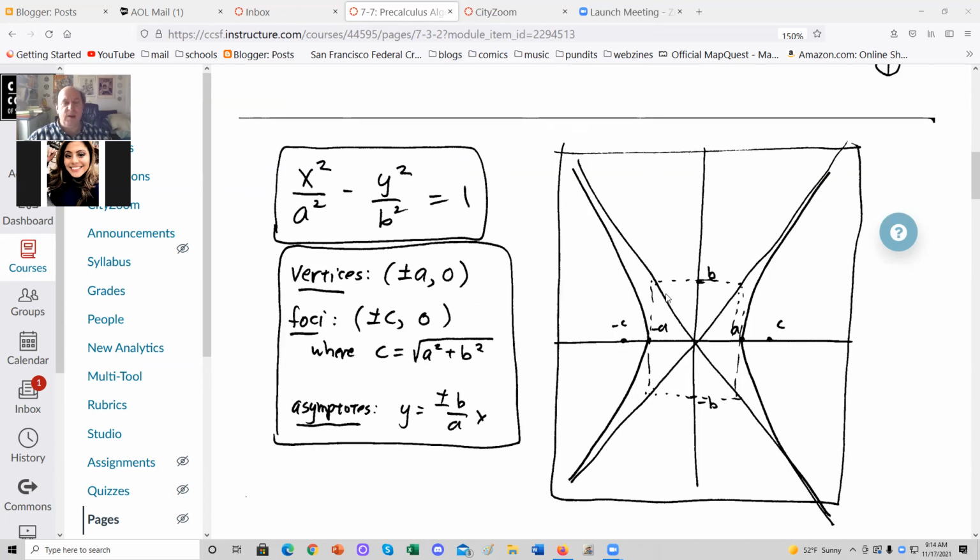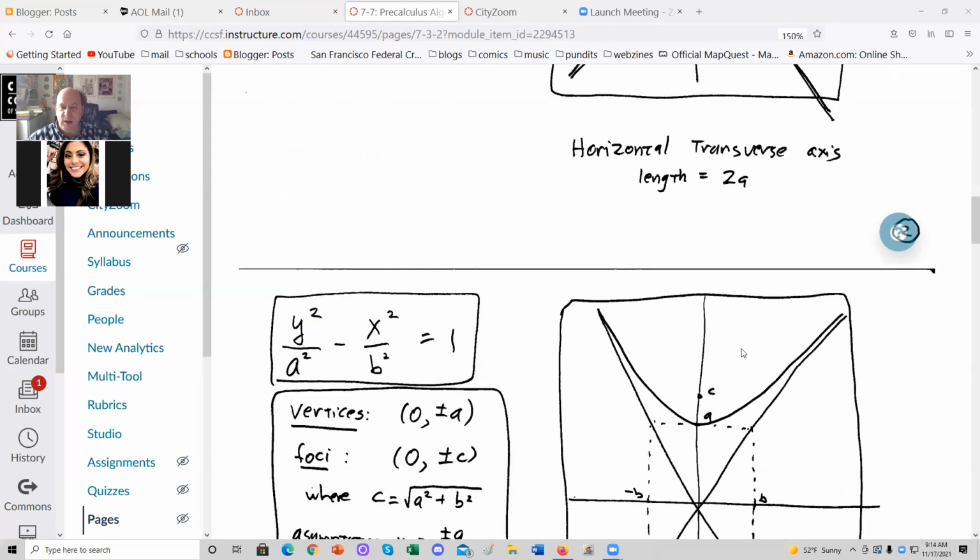Okay, the formula for hyperbola. Here's the formula for hyperbola. x squared over a squared minus y squared over b squared equals 1. Now, its graph looks something like this. It has vertices plus or minus a by 0 here and here. Foci are plus or minus c by 0, where c is the root of a squared plus b squared. And asymptotes y equals plus or minus b over a x here and here.